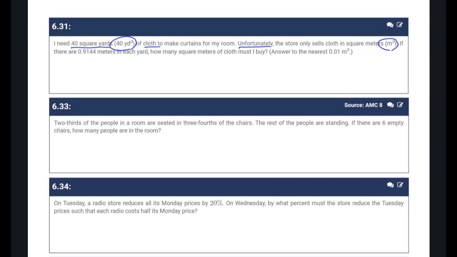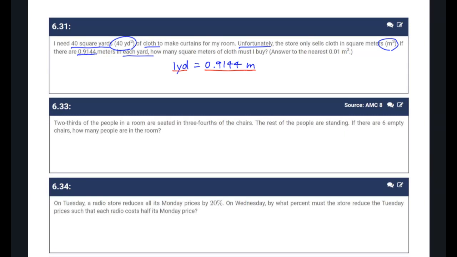And they're saying there are 0.9144 meters in each yard. That is, 1 yard equals 0.9144 meters. The problem here is these are length units, right? 1 yard equals 0.9144 meter. Those are lengths.